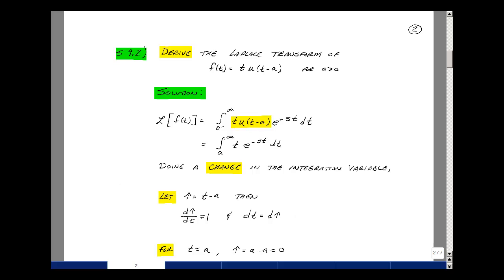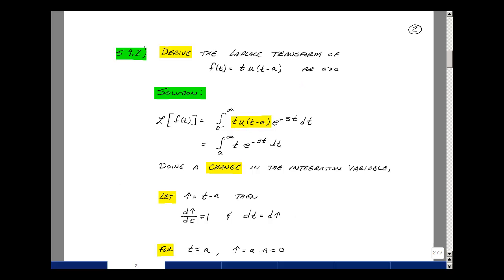This lesson deals with supplemental problem 9.2. You can find this problem in the ECE202 ebook in the Chapter 9 Supplemental Problems on page 2. In our last supplemental problem, we looked at a delayed ramp. So let's find the Laplace transform of t times u of t minus a, where a is greater than 0.